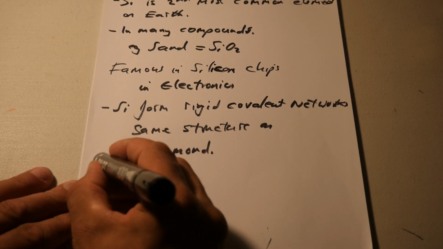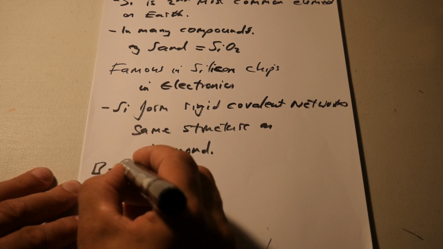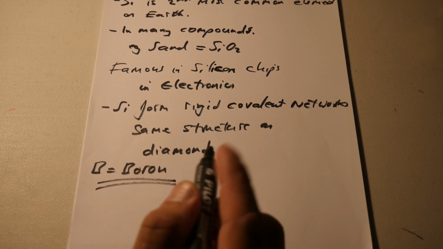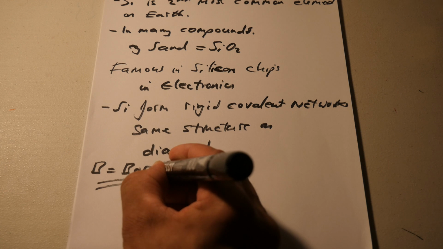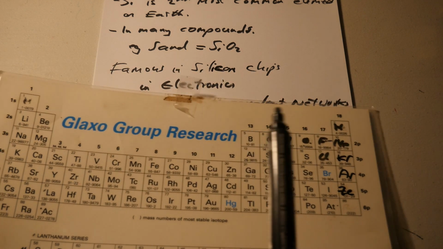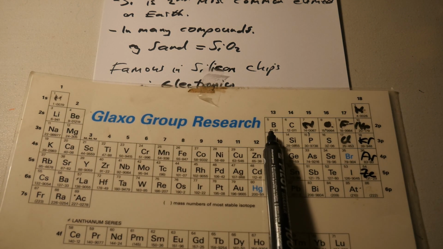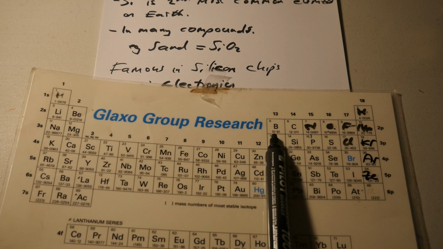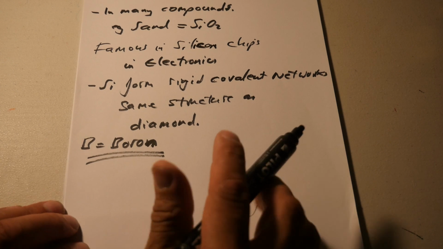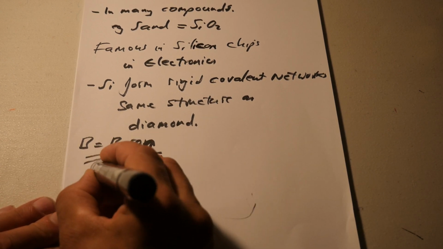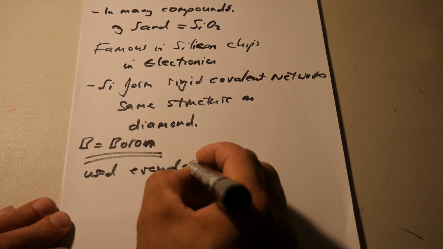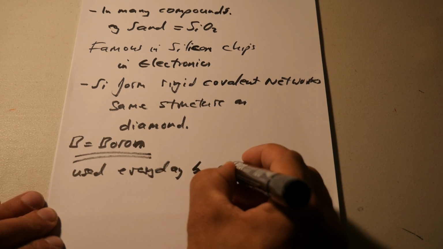Next, B, for that element, boron, which is in the third group of the periodic table. Silicon was the fourth. So boron is actually used every day by chemists.